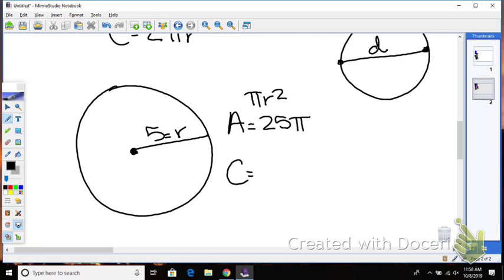I'm not going to make you multiply pi out without a calculator. If you have a calculator, you can just hit the pi button times 25, but I'm not going to make you do that without. Circumference is 2 times pi times r. So I have 2 times pi times 5. What's 2 times 5? 10. So the circumference for this would be 10 pi. And that's your answer.